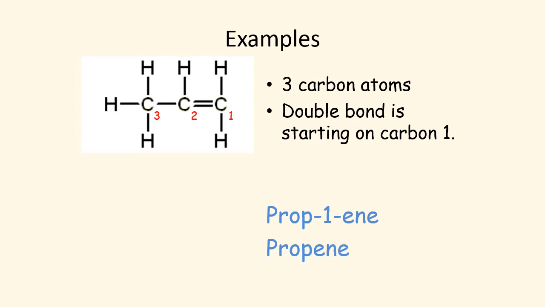But this one could be shortened to propene, because actually, if the double bond was on the other side, if it was between carbons 3 and 2, what we would do is we would actually just start counting the other way, and it would still be prop-1-ene.